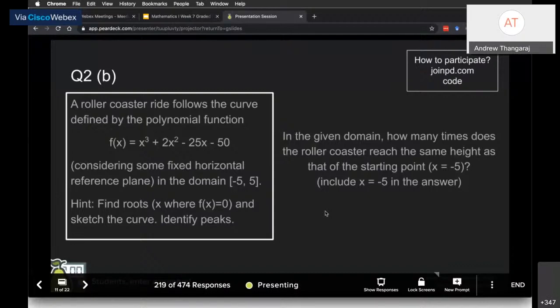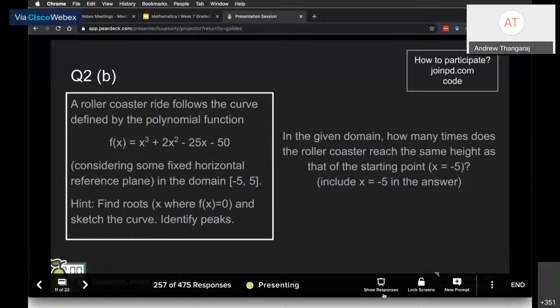I'll give you one more minute. We don't have too much time for this question, and I want to discuss the answer in some detail. So include x equal to -5. Already there is 1 point which is at that height, and you'll have how many more points, and what is the total number of points at that height? So that's the question that is asked.